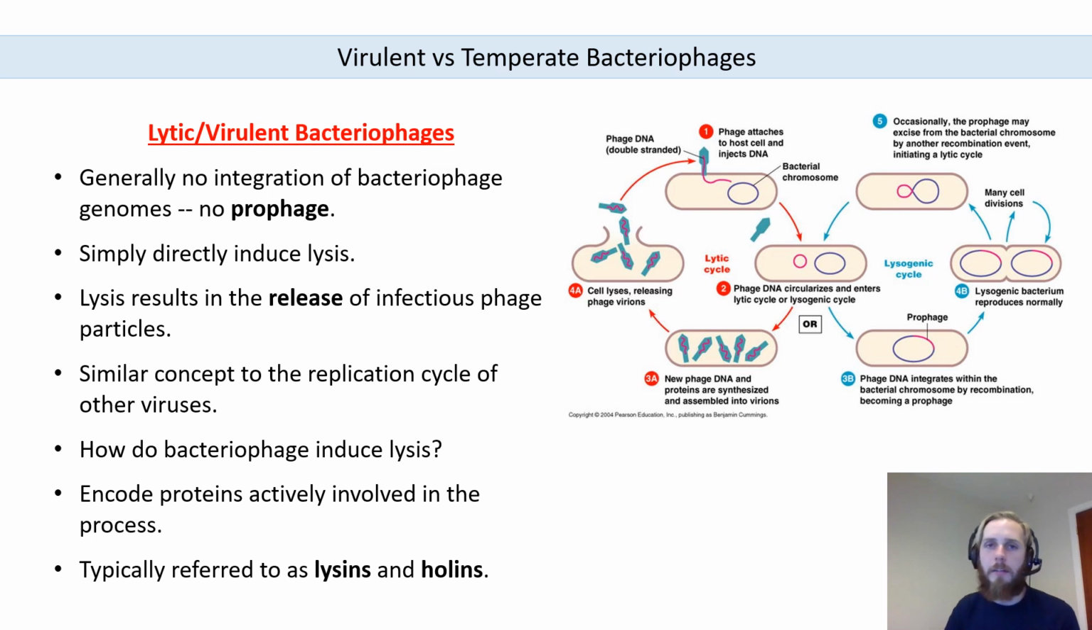How do these bacteriophages induce this lysis? So there's two proteins, there's lysins and there's holins. These are just proteins that are encoded by the bacteriophages that directly induce cell lysis. We don't need to go into too much detail about the mechanisms of that, although it would be useful to know these groups of proteins because these are the proteins that are directly responsible for inducing lysis.